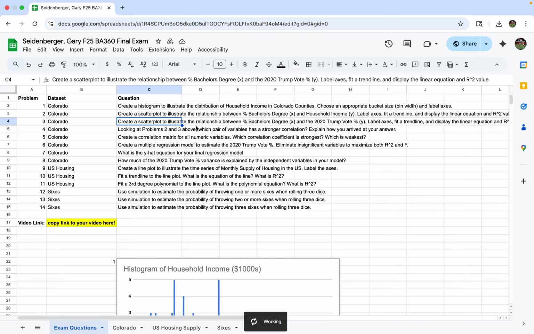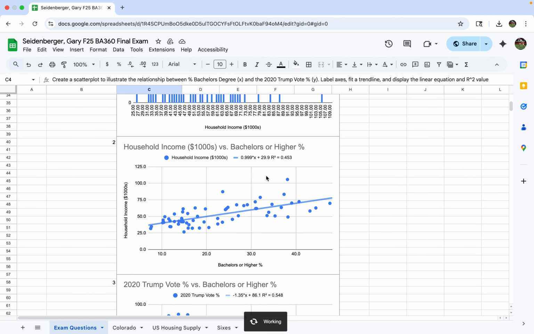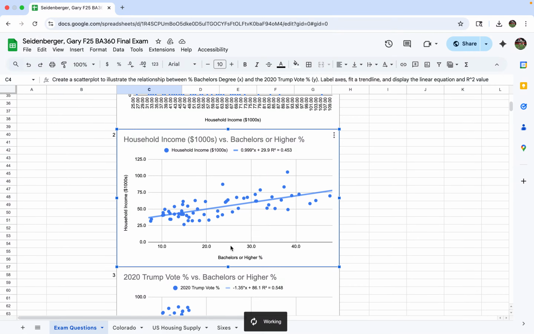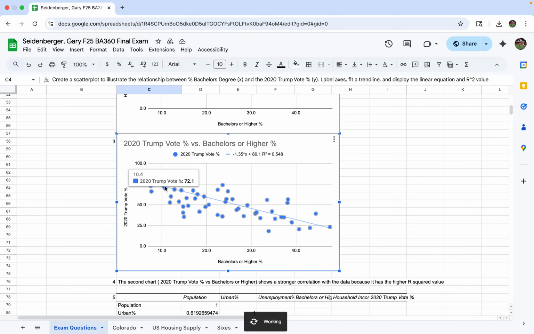Created another scatter plot to show the relationship between percentage of bachelor's degree and the 2020 Trump vote percentage. Made sure to label the axes here. Added another trend line, and I showed the equation up here with the r-squared value, 0.453. Oh, sorry, that's the same chart. Here's the second chart. But I did the same thing, made a trend line. Made sure to label the x and y axes, and then I added an equation up here with the r-squared value.